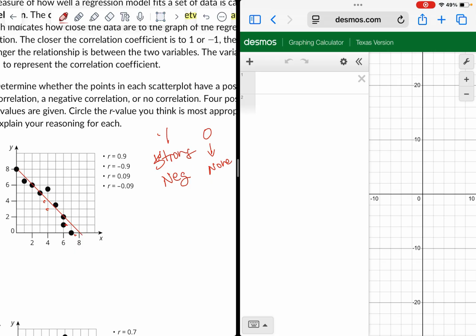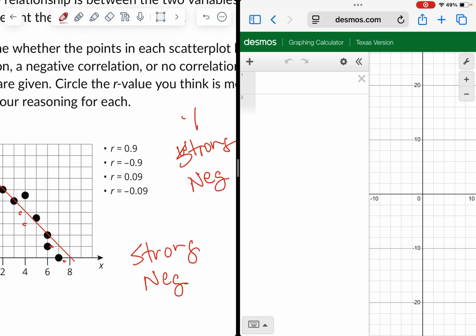But ladies and gentlemen, if it looks like it's sloping downhill, this is going to be a strong negative correlation. So when I look at my possible answer choices, don't pick a positive correlation. It doesn't have a positive correlation. It has a negative correlation. Now, these two numbers, which one of these is closer to -1?